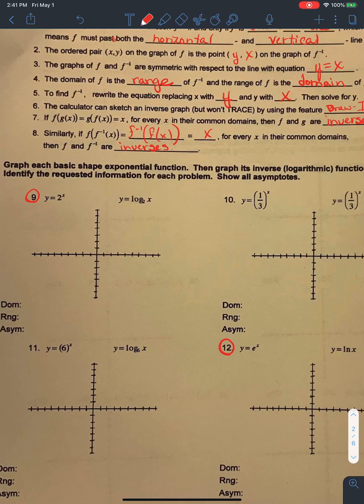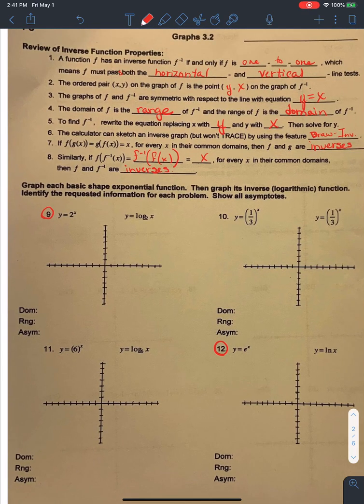Okay, and it says it's an exponential, and then we want you to graph its inverse, which is going to be the logarithmic function we're beginning to learn. And then identify the requested information for each problem. Okay, and they want us to show those asymptotes.